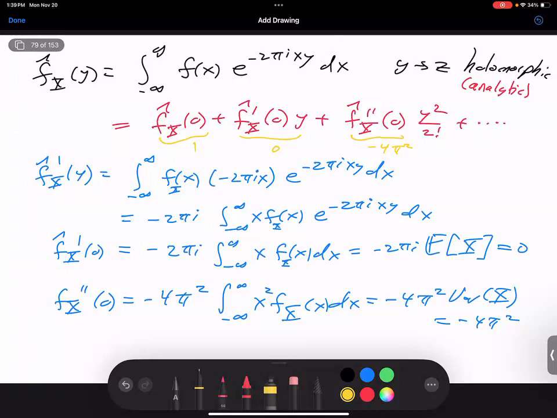Look at the Taylor series. It starts off with 1. Great, because we know when the input is near 0, it should be 1. The linear term is 0. Good, so if we don't move that much, then the next term is going to be negative 4 pi squared.